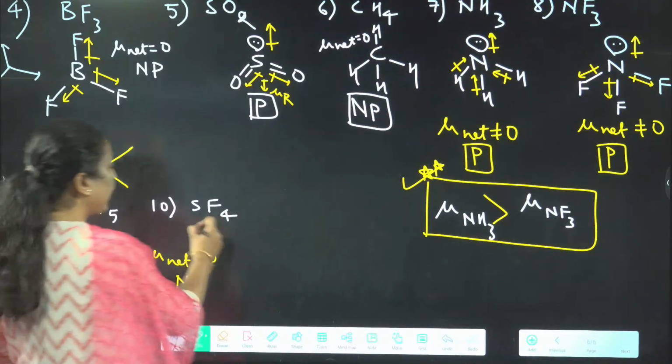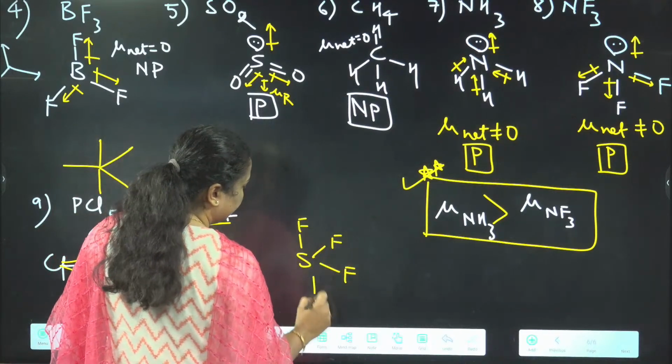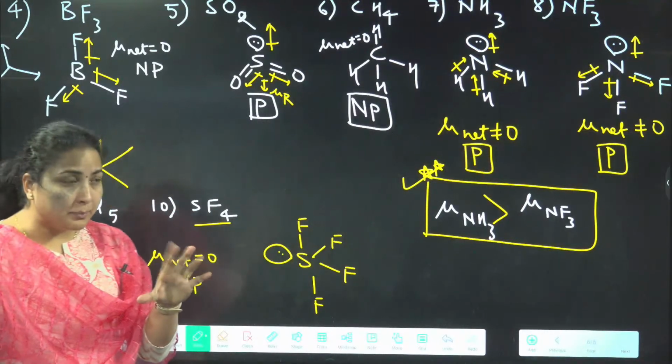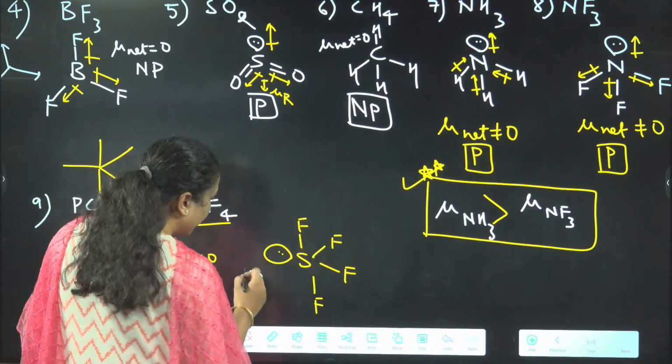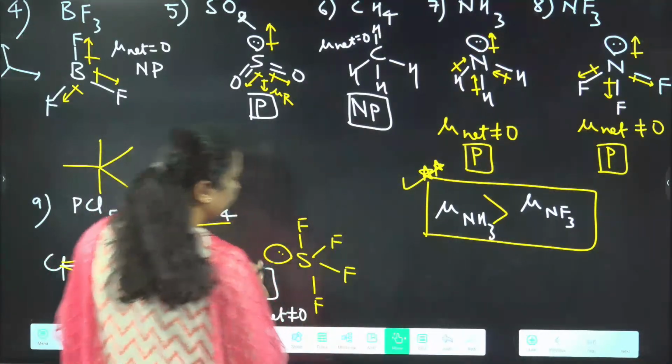Clear? What about SF4? In case of SF4, I am having something like this. 5 things to arrange, but out of that one is a lone pair. It is not a regular geometry. So it is going to be polar. Mu net is not equal to 0.